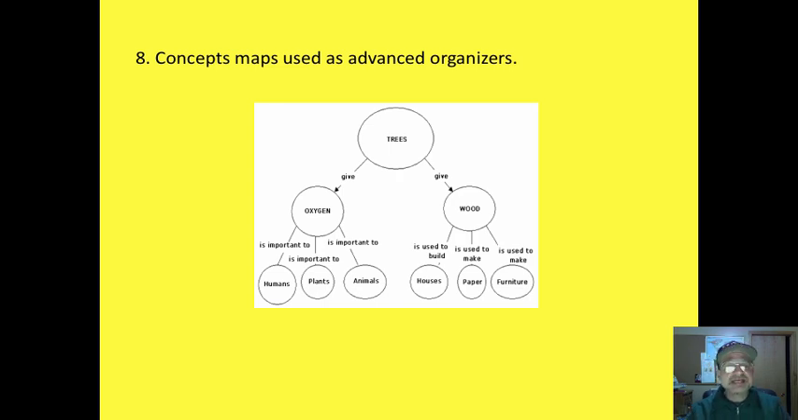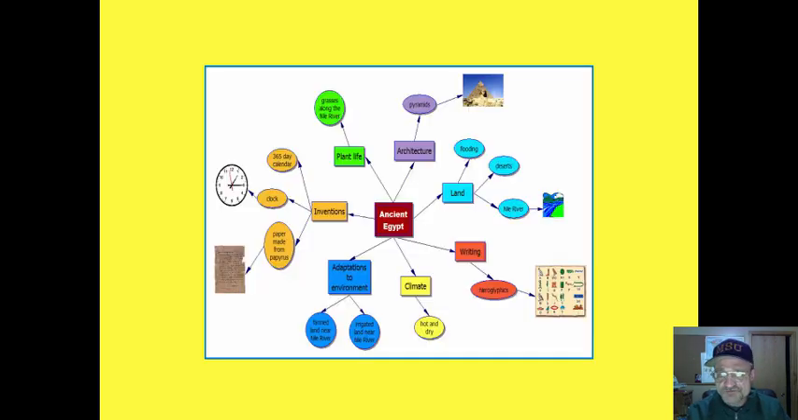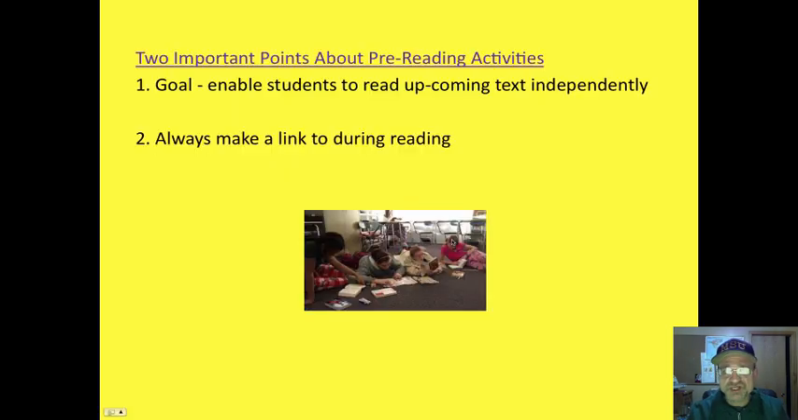Concept map used as an advanced organizer, a concept map that shows a concept, parts of the concept, and their relationship to each other. And as an advanced organizer, you show it before, again, so students can see visually the structure of the concept to be learned about. And of course, this is for informational text. Concept maps come in a variety of ways. It shows the concept, it shows the major subparts and how things relate to it. Here's a concept map, again, limited only by your imagination.